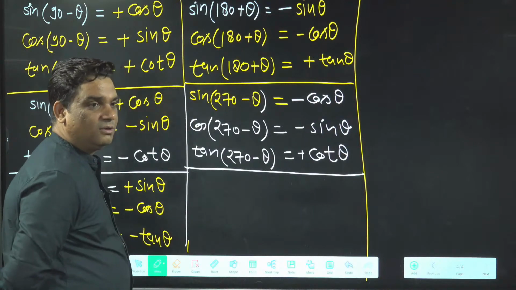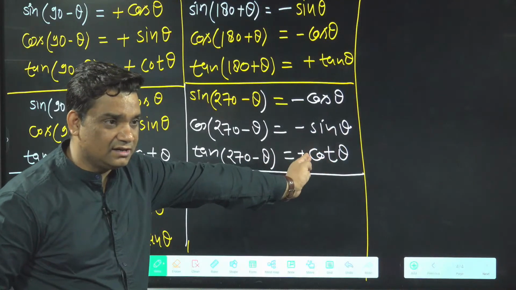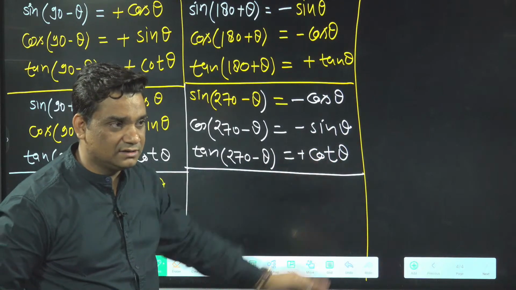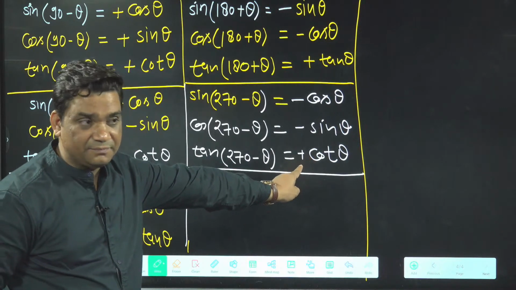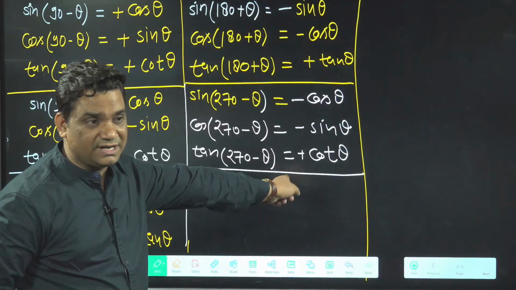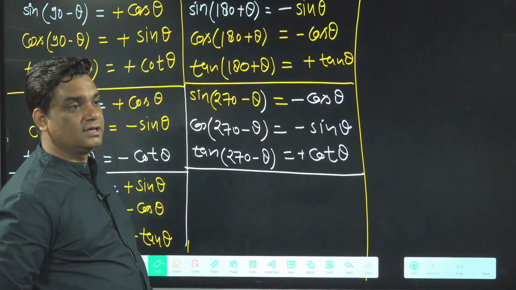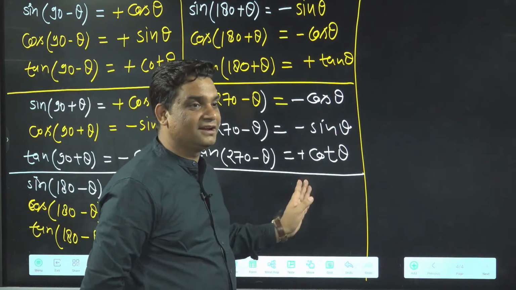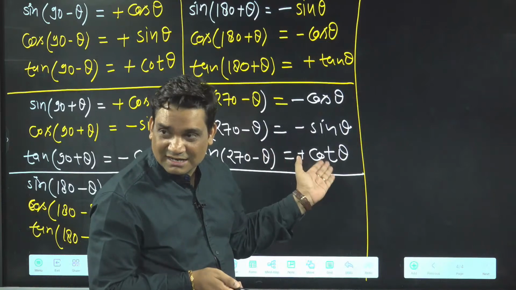Arey K. Rahul, what happened? K. Rahul, you are not getting this? 270 minus theta. You told the wrong answer. Tan 270 minus theta, it will be plus first of all, and 270, it will change. K. Rahul, not the KL Rahul. Arey, you need to respond whether you got it correct now.